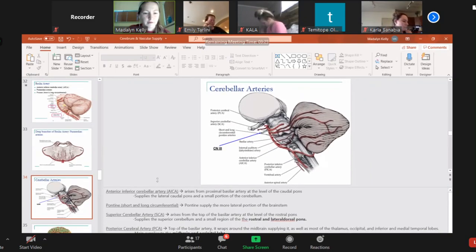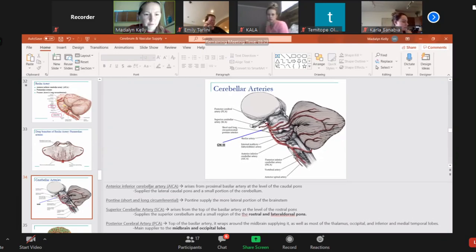Cerebellar. Okay, already talked about the ICA, the pontine, the lateral portion of the brainstem, the superior cerebellar artery, SCA. It arises from the top of the basilar artery at the level of the rostral pons, supplies the superior cerebellum and a small region of the rostral and lateral dorsal pons.